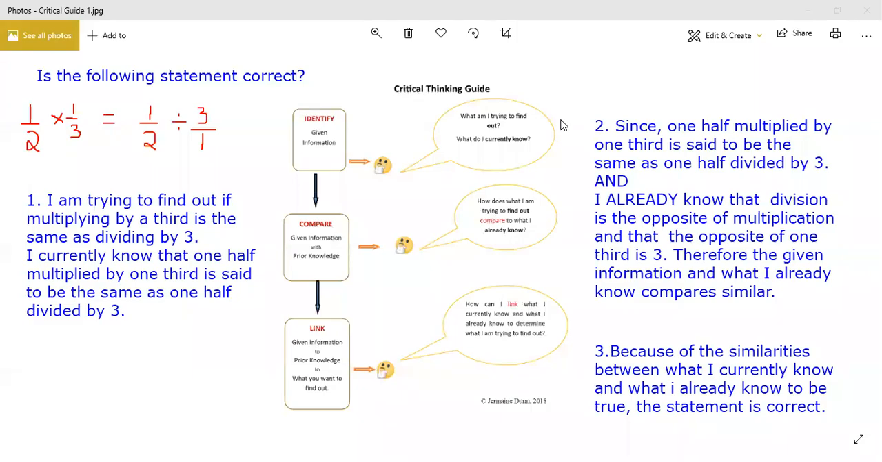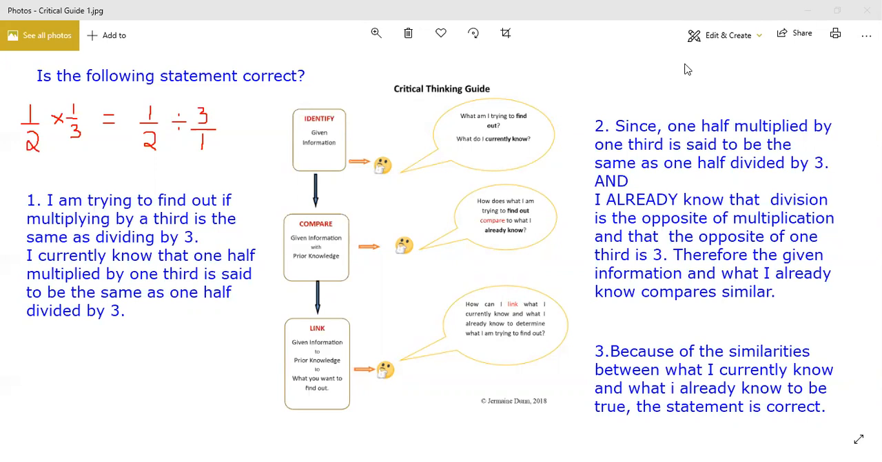All right, so today we're going to be going through the critical thinking guide, and we're going to be looking at a mathematics problem this time around. Now, if we look at this problem today, it says, is the following statement correct? And when we, as teachers, we need our students to go through this problem, and many of the students are unable to even state why they believe this problem is either correct or incorrect. They don't have the mental roadmap to getting to the answer or to answer this question.